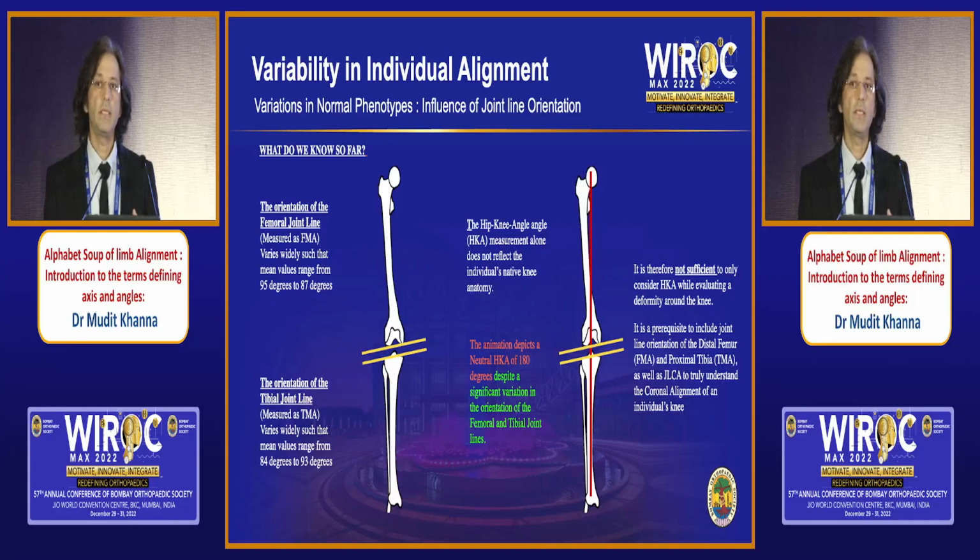The newer concepts about restoring alignment essentially try to reproduce the native joint line of the patient, because not restoring the native joint line may account for different kinematics of the joint, and that is why it's extremely important to look at joint lines and not just the hip-knee angle.